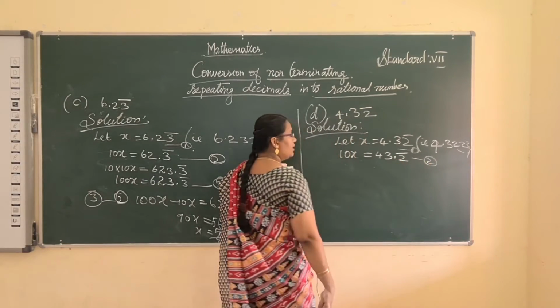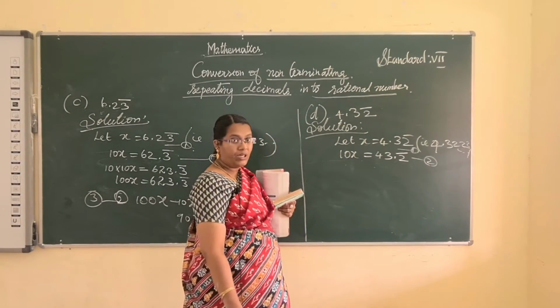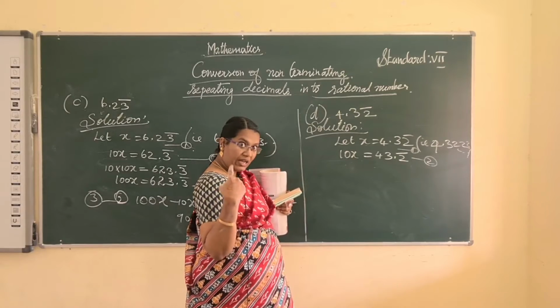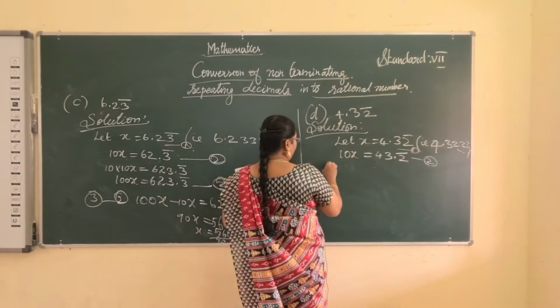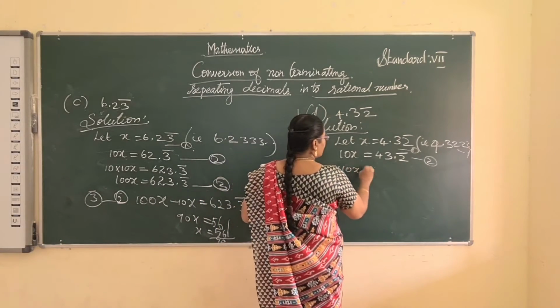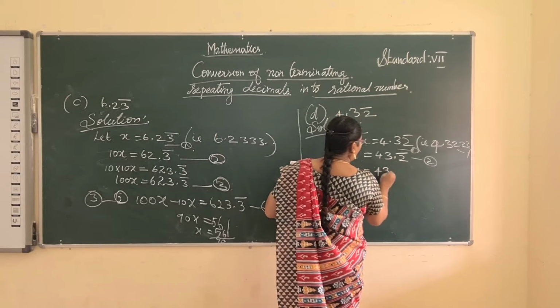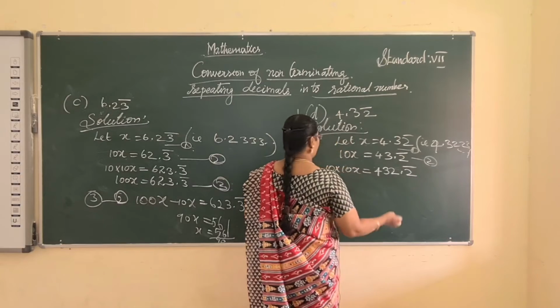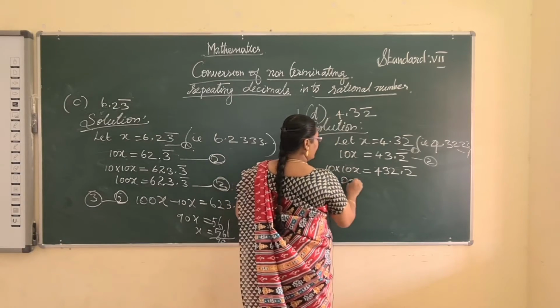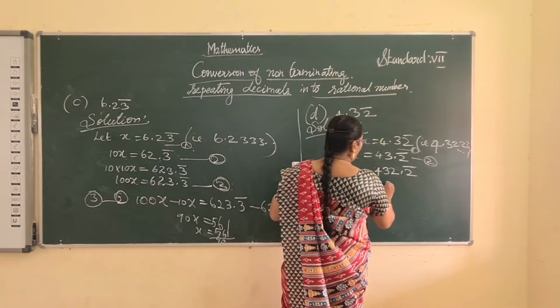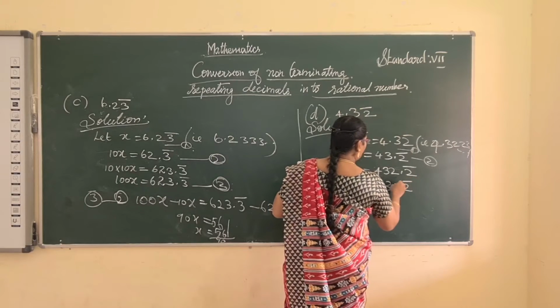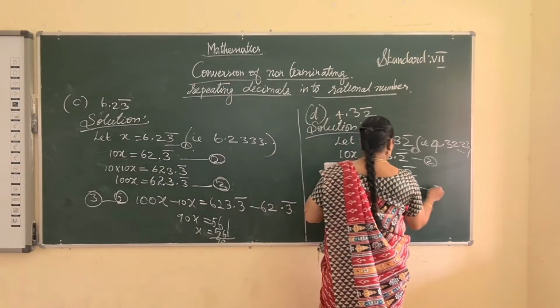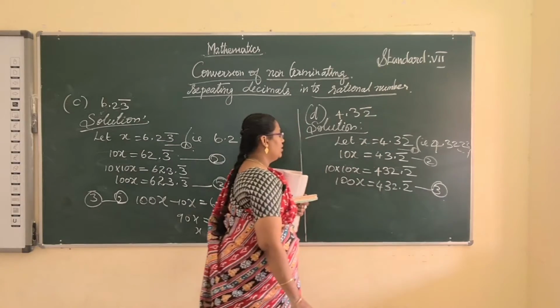Now here, the decimal value is after the recurring number, so you will multiply by 10 again. So 10x is equal to... okay, so 100x is equal to 432.2 recurring, equation number 3.